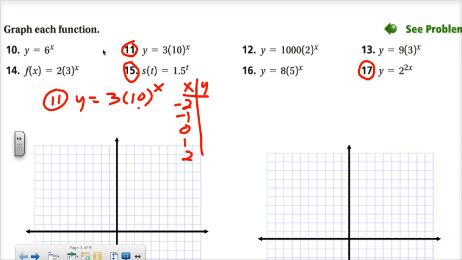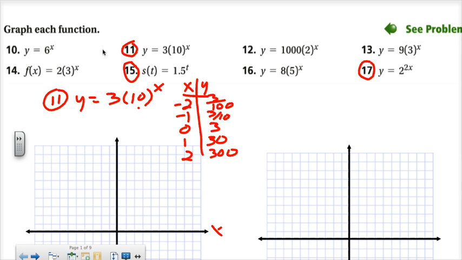So what I need to do is just follow the order of operations. 10 to the negative 2 is 1/100th. So this is going to be 3/100ths when I multiply it by 3. 10 to the negative 1 is 1/10, so we'll get 3/10ths when we multiply that by 3. 10 to the 0 is 1, and 3 times 1 is 3. 10 to the first is 10, and that's already going to give me 30. And I'm well off the grid here, but 10 squared will be 100, so 100 times 3 will give me 300. And this gives me a good idea of what's going on with my graph here.